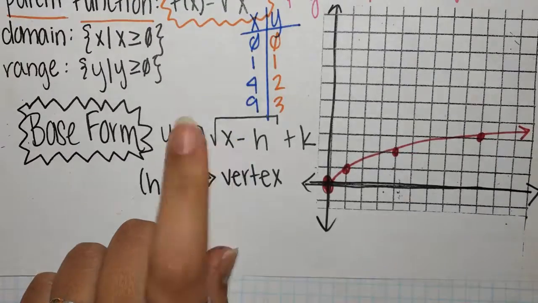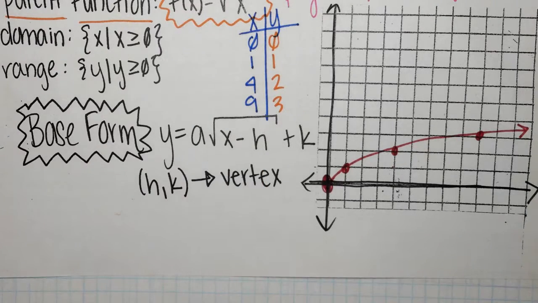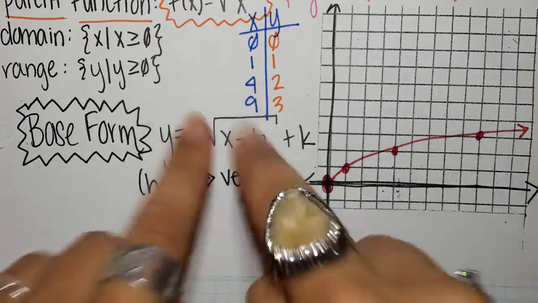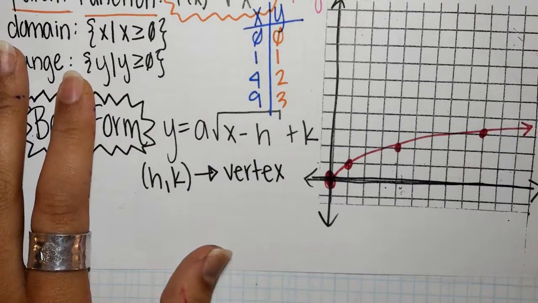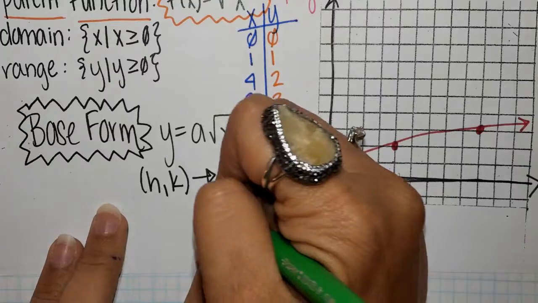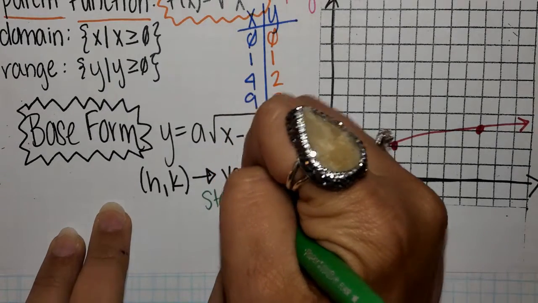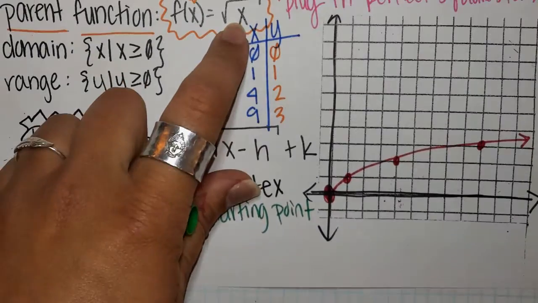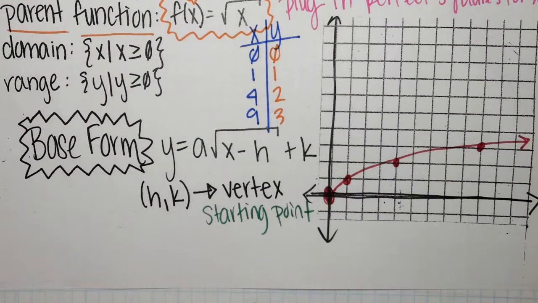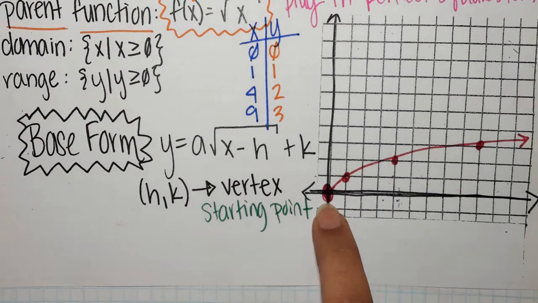And this base form, the vertex form, is almost the same thing as our quadratic vertex form. Remember when we had a(x minus h) quantity squared plus k? It's the same thing. So your vertex is still (h, k). And by vertex, what they mean here is your starting point. So since we didn't have anything on the inside, our (h, k) is (0, 0). That was our starting point.